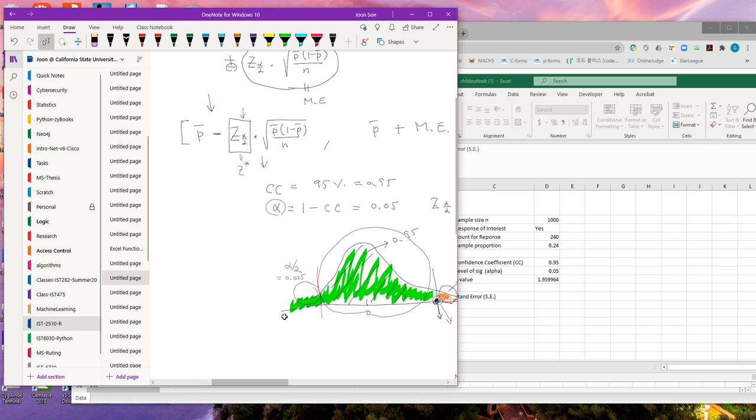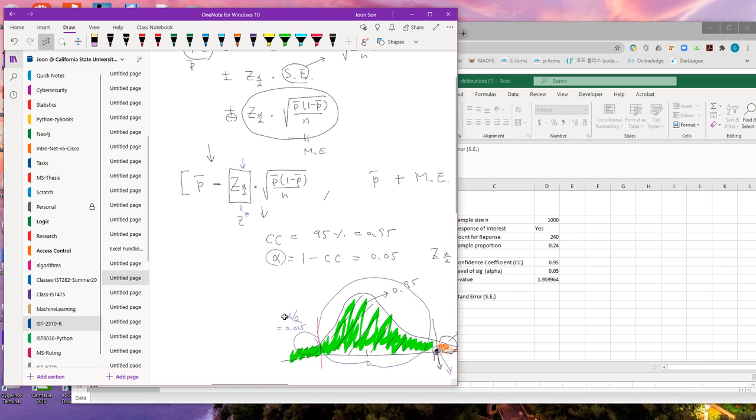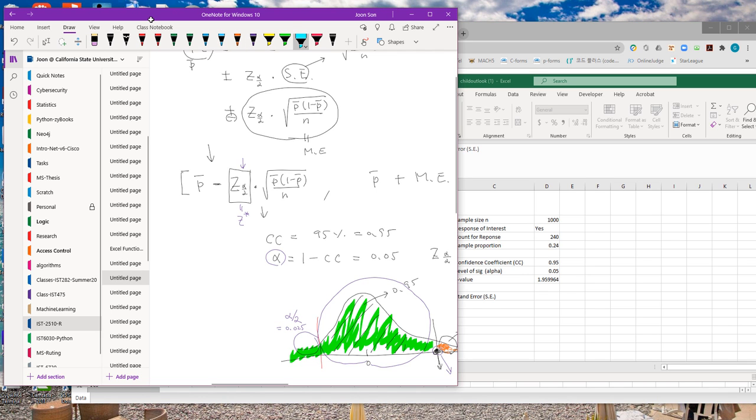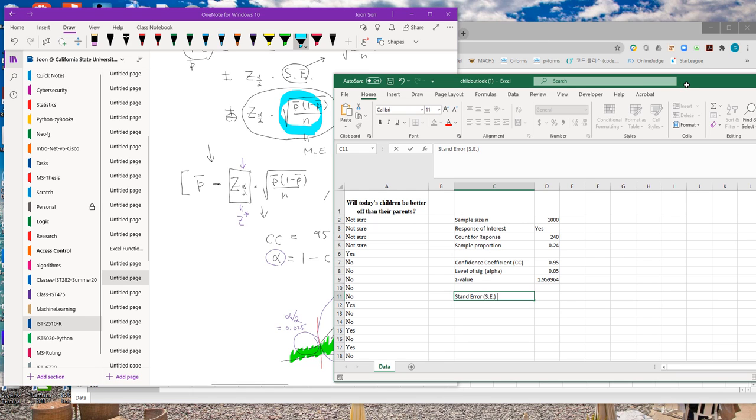Okay, so if you look at this formula, the SE, the standard error is what? The standard error is basically this guy. That's the standard error, right? So your standard error is basically what? The standard error is the square root, right? So it's equal to the square root.